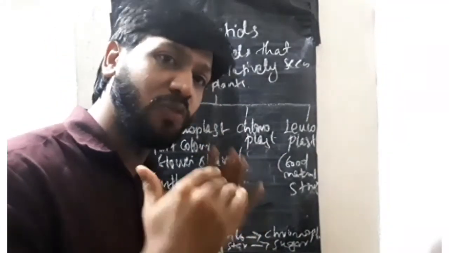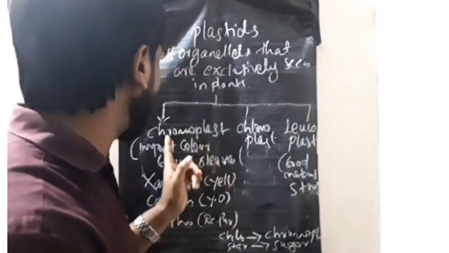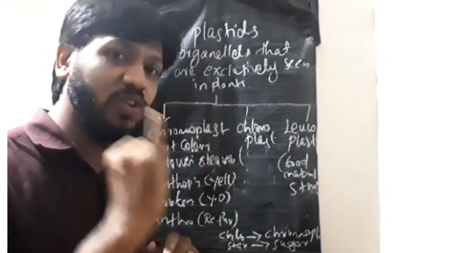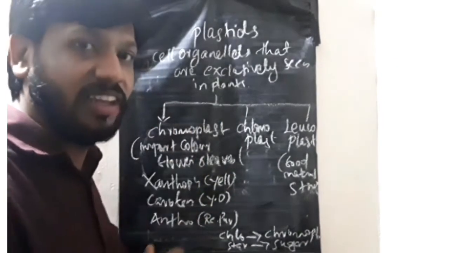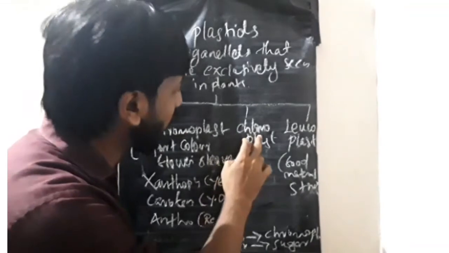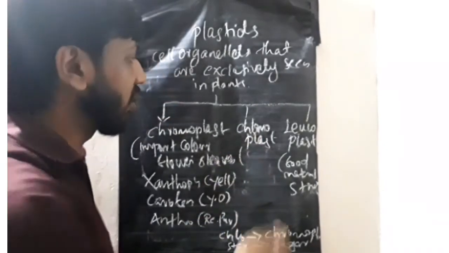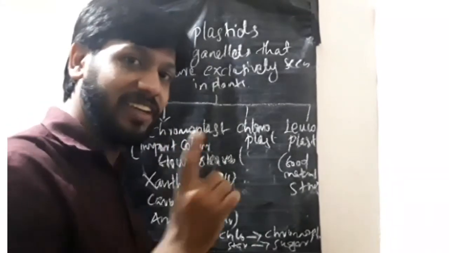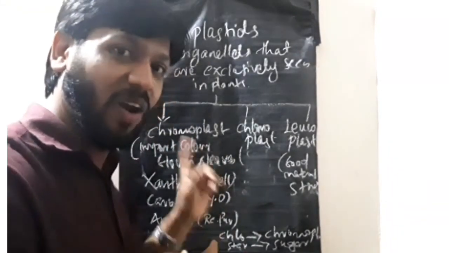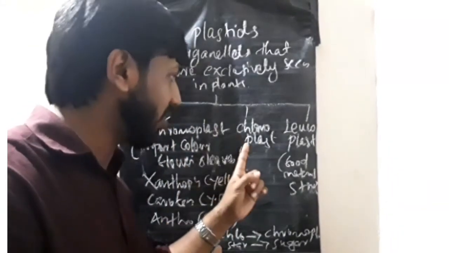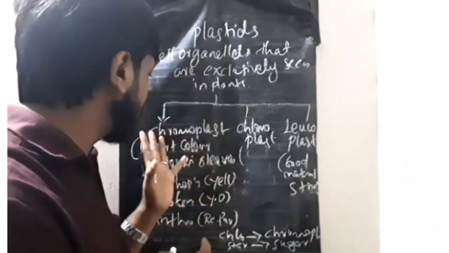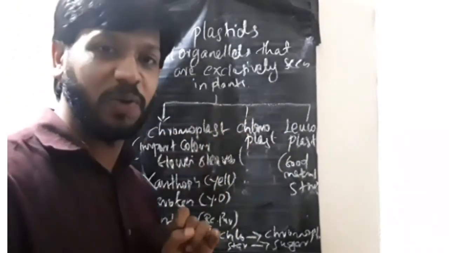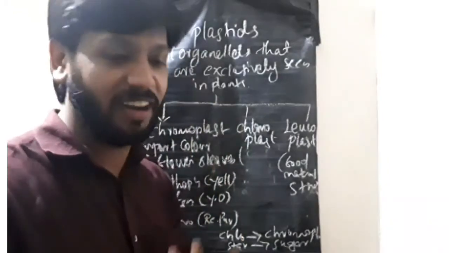Which are the examples of plastids? First one is chromoplast. Second one is chloroplast. Third one is leukoplast. Did you get me? Chromoplast, chloroplast, leukoplast. Three types of plastids are there.